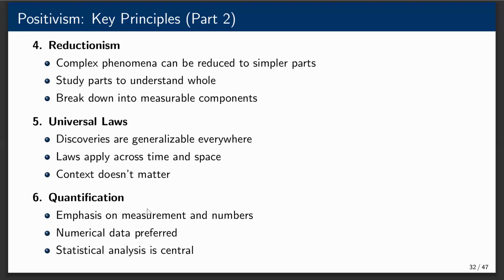Positivism, key principles part 2. Reductionism: complex phenomena can be reduced to simpler parts. Study parts to understand the whole. Breakdown into measurable components. Universal laws: discoveries are generalizable everywhere. Laws apply across time and space. Context doesn't matter. Quantification: emphasis on measurement and numbers. Numerical data are preferred. Statistical analysis is central.